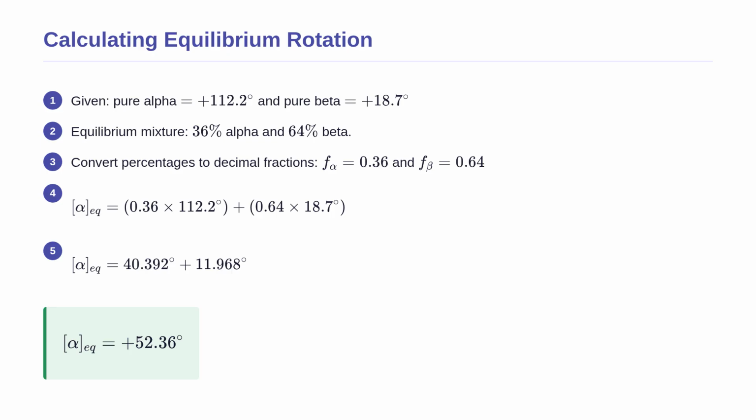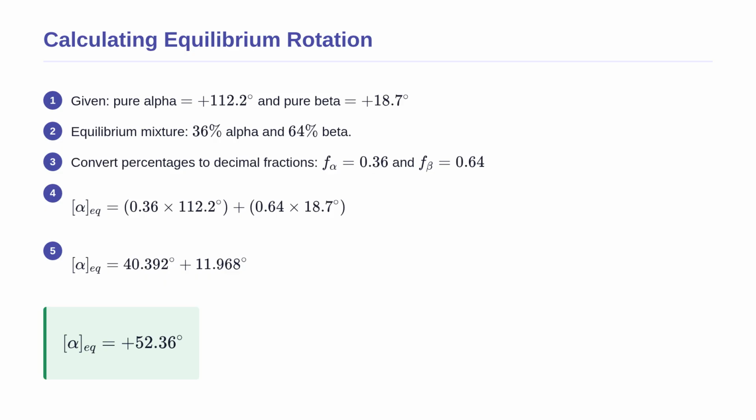Let us see this formula in action with a concrete example. We are asked to determine the final specific rotation of a D-glucose solution at equilibrium. We are given the pure specific rotations, positive 112.2 degrees for alpha and positive 18.7 degrees for beta. The equilibrium mixture is 36% alpha and 64% beta. First, we must convert these percentages into decimal fractions by dividing by 100, giving us 0.36 and 0.64. Working with decimal fractions is essential for weighted averages.